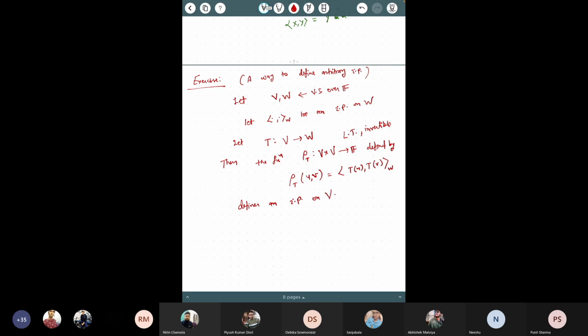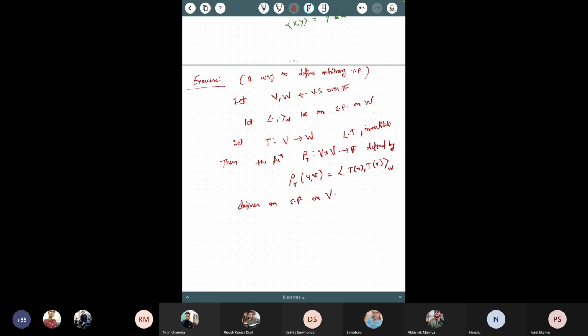So this is the result, and you have to verify it as an exercise. You just have to check that this function satisfies the four properties of an inner product. You can verify this using the fact that this is an inner product on W, and this transformation is linear and also invertible. So this defines an inner product on V.